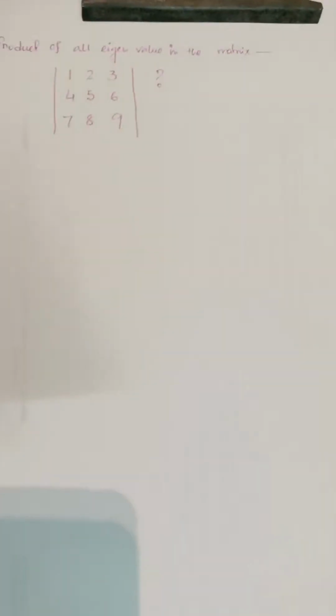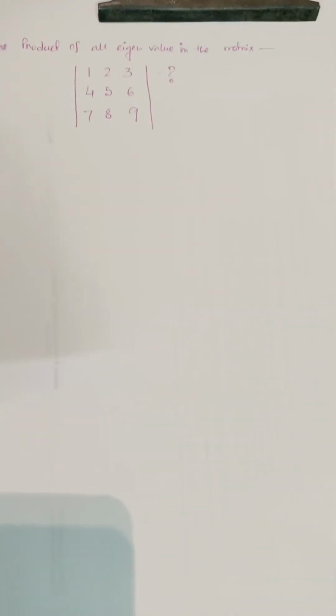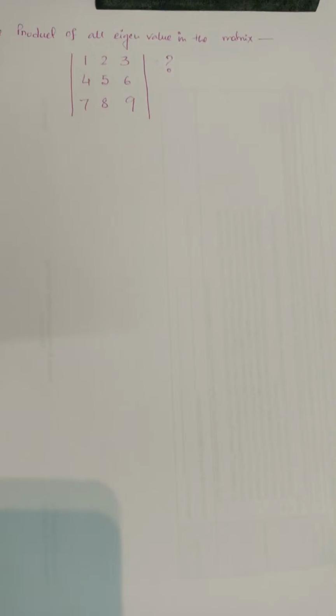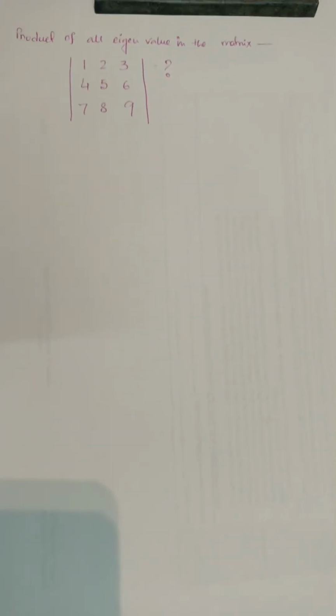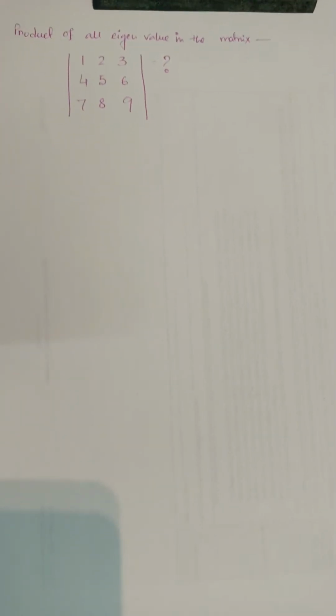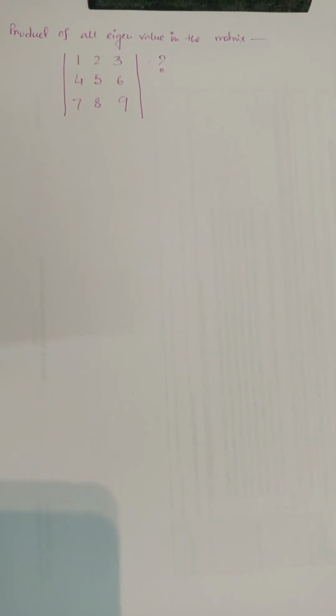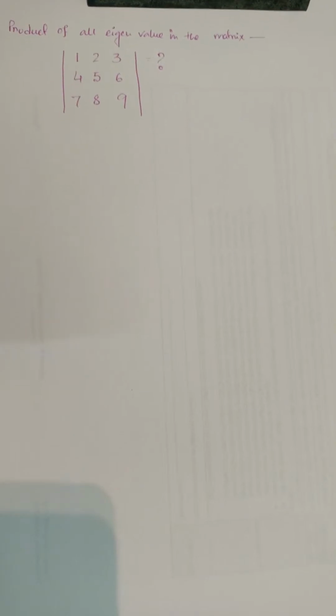So here is the question. We are waiting 1 minute to solve the question. If not, then I can solve the question. So this is a matrix question. The product of all the eigenvalues of the matrix is asked, where the matrix is given as 1, 2, 3, 4, 5, 6, 7, 8, 9. So what are the eigenvalues of this matrix?